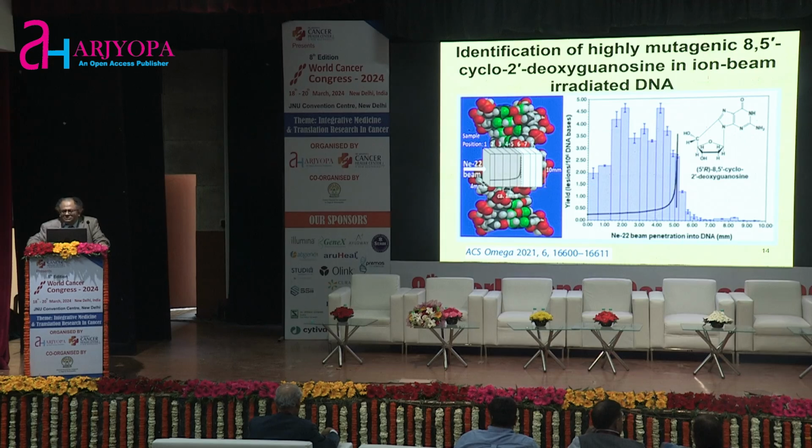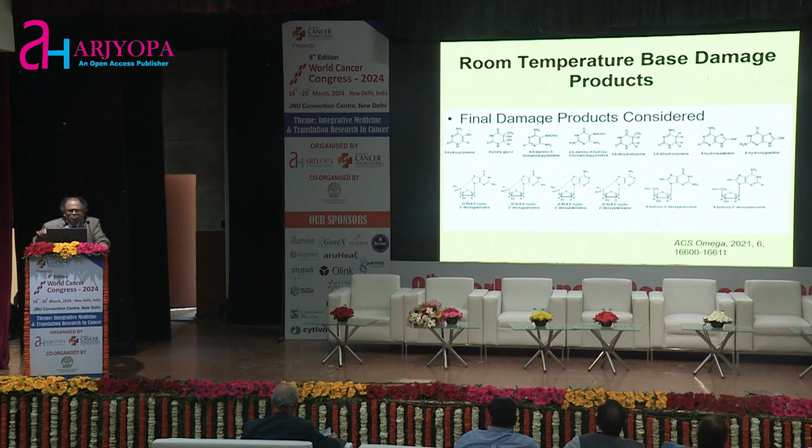And when we wanted to translate these results in cells, we found that Professor Al Fornace's lab at Georgetown University found predominance of R 5',8-cyclo-2-deoxyguanosine in ion beam irradiated cells from mouse. And we have measured more or less all the different types of base damage products, and in all cases what we found is that the maximum amount of the damage happened just before the Bragg peak.